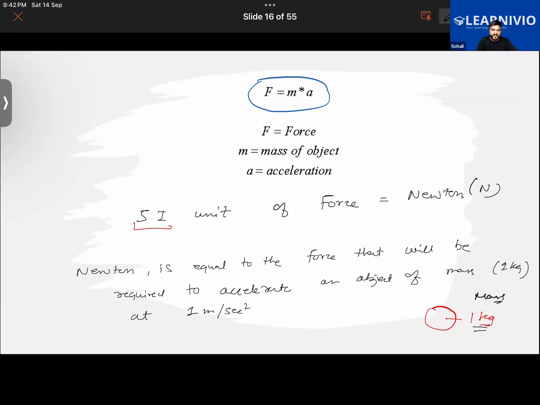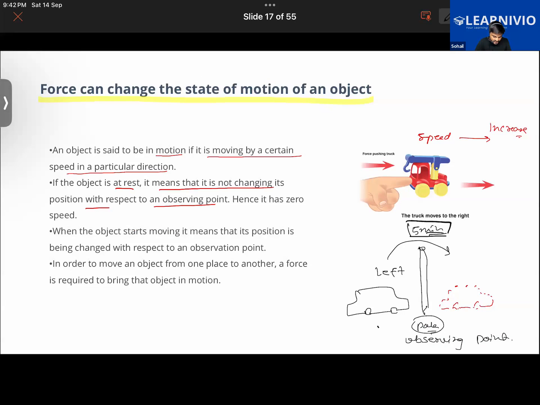Kilogram is also defined. In a similar manner, other SI units also have a definition. Meter also has a definition in scientific terms. For example, kilogram: in order to understand that, there are some other terminologies which you will have to understand. That's why I'm not touching that topic.